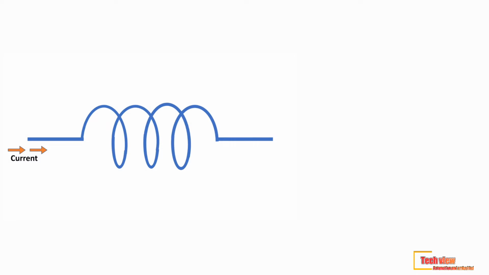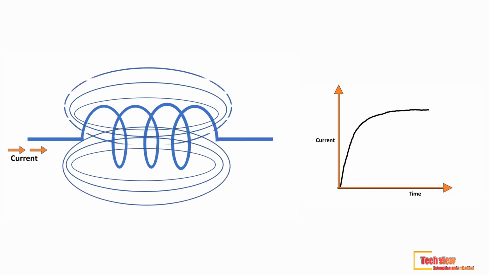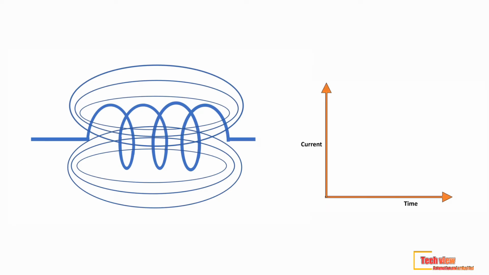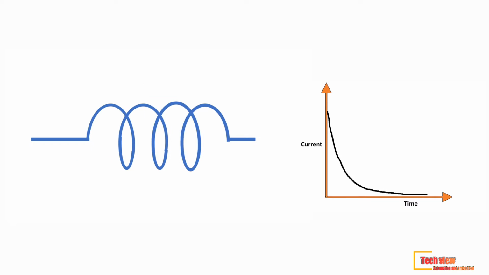When current first flows through the inductor, a magnetic field is created around it and stabilizes. When the current stops flowing, the magnetic flux also collapses. This magnetic flux cuts the same coil and converts the magnetic field to electrical energy, so it is kind of like a temporary storage area of the energy.